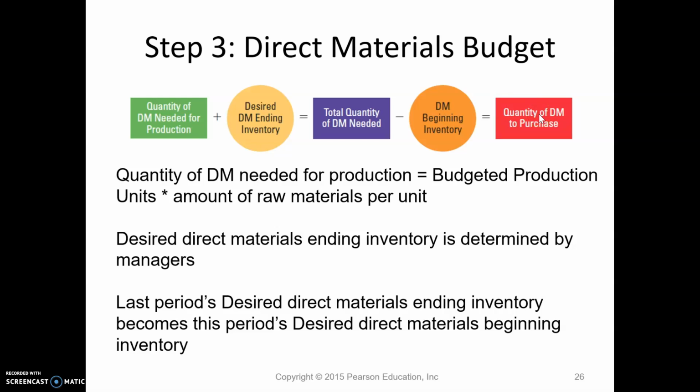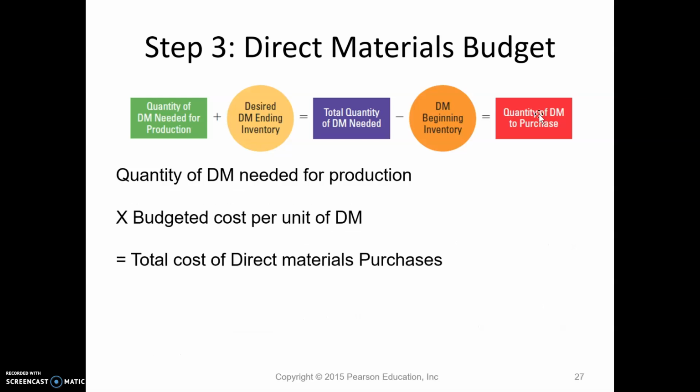And as I said, the production budget is the only budget that ends in units. Okay? We know how many units of direct materials we need to buy. We're going to multiply that by what it costs per unit of direct materials. That's going to give us our total cost of direct materials purchases. So let's look at an example of this.